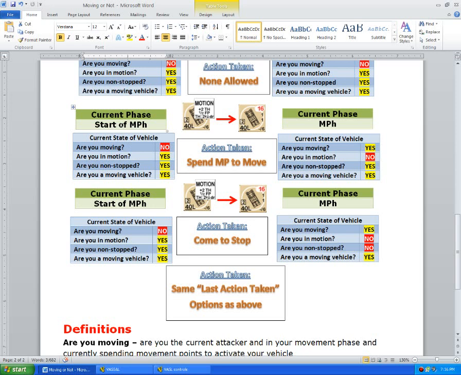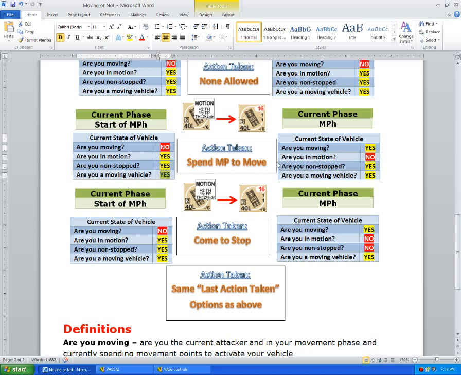Now, you have one of two choices when you start your movement phase in motion. Are you moving? No, because we haven't spent any movement points on it yet. Are you in motion? Yes, we are in motion because we have the motion counter. Are you non-stopped? Of course we are. Are you a moving vehicle? Yes, we are a moving vehicle. So one of the two actions we can take is either to move or to stop.